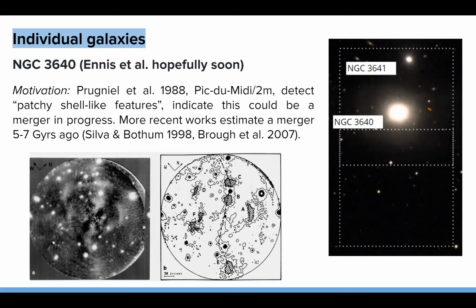After this was published, this galaxy started to be included in a bunch of samples of people that were looking at galaxies with weird stuff going on. And the work that was done after that usually estimated an age for a merger between 5 to 7 gigayears ago, so not that recent. But the thing about this galaxy is that you can see here, this is all from Brunel, and they identify all of these structures.